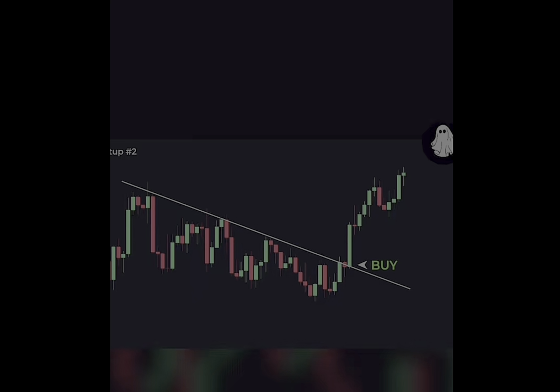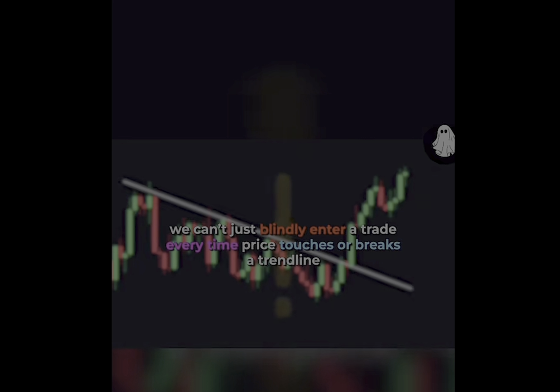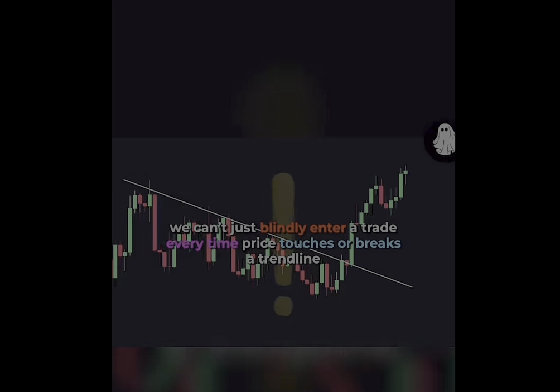Knowing this, the next time price breaks out of a trend line during a downtrend, we could set up a possible buy trade. But keep in mind, the examples I showed you are just ideal scenarios. Don't just blindly enter a trade every time price touches or breaks a trend line, because these patterns rarely work by themselves. We need to combine other concepts, such as price action, to increase our chances of getting successful trades, which we'll get into later in the video.